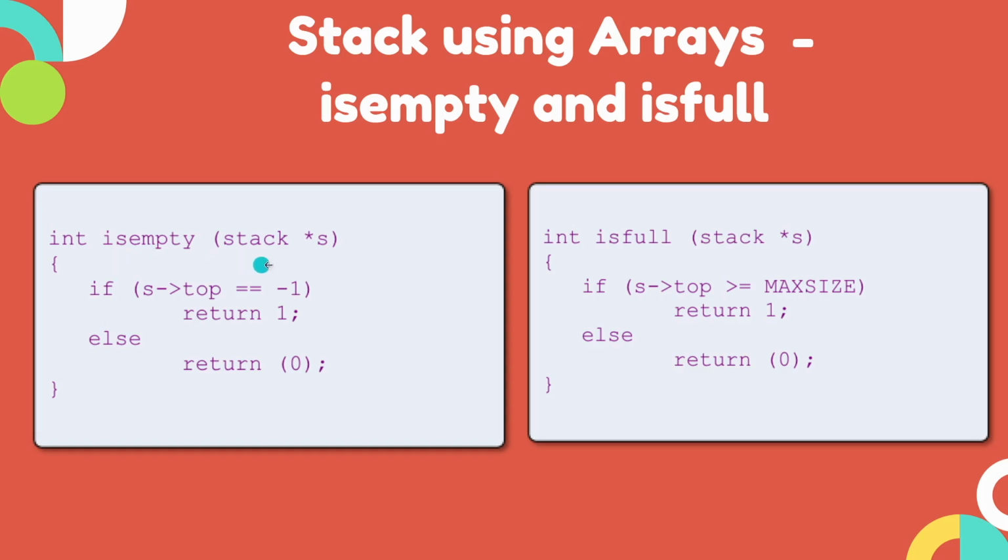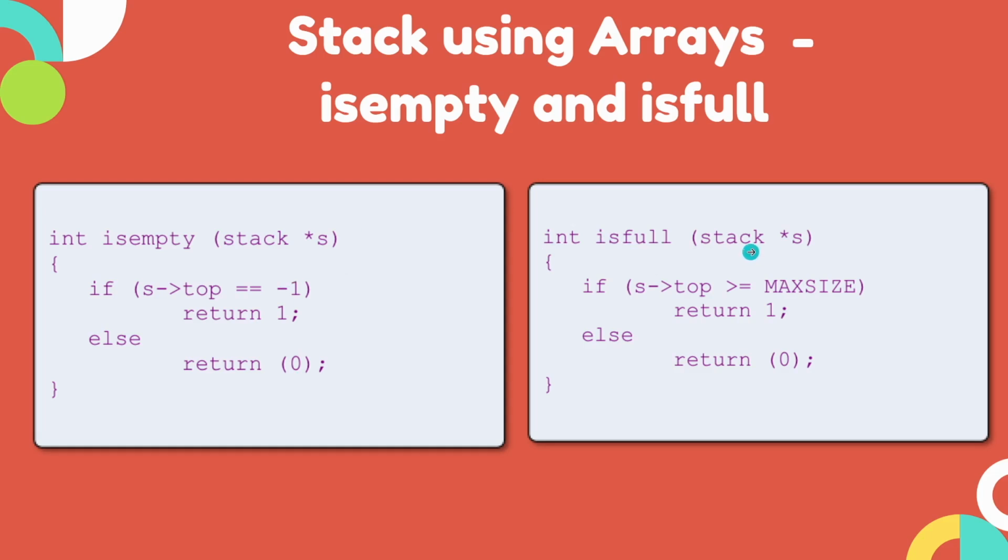It takes only the stack as its argument and it has a return value of integer. We check whether the value pointed to by top is -1. If it is -1, we return a value of 1, which means true. Otherwise, we return a value of 0, which is false. And the working of is full is the reverse of what we see here.